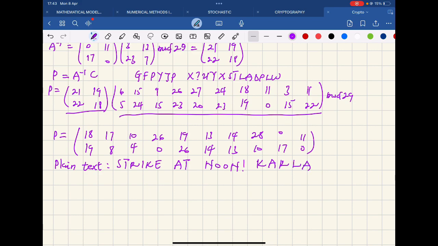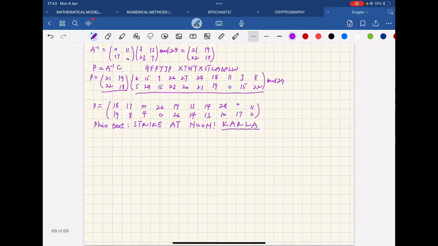So you can see that the last 5 letters of the cipher text is color. So the message reads: strike at noon color. So this is the solution to this problem.